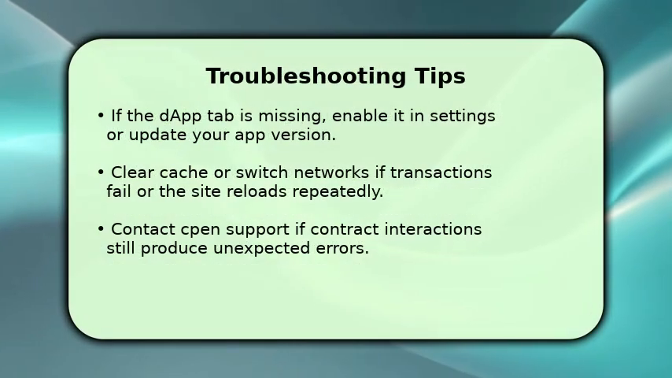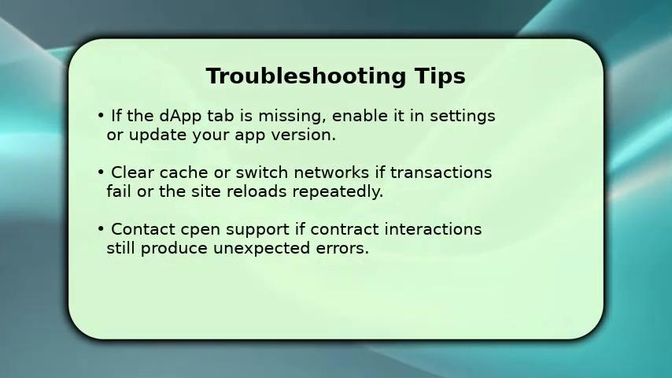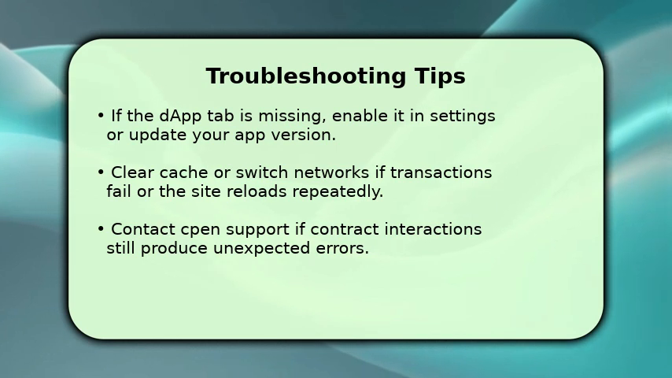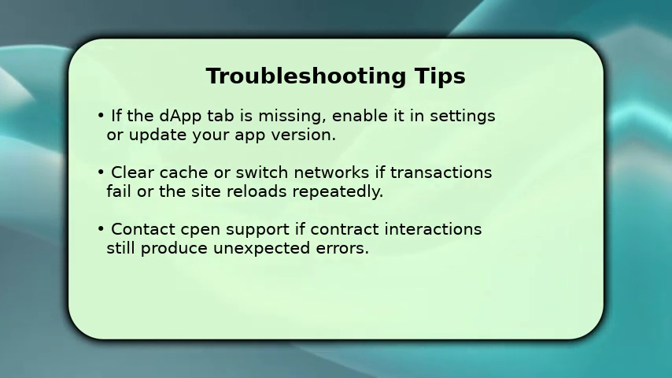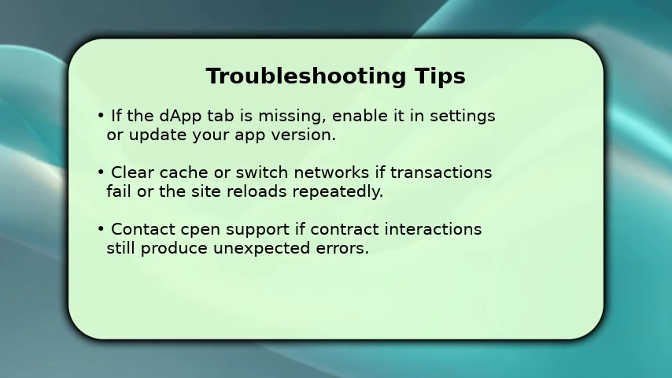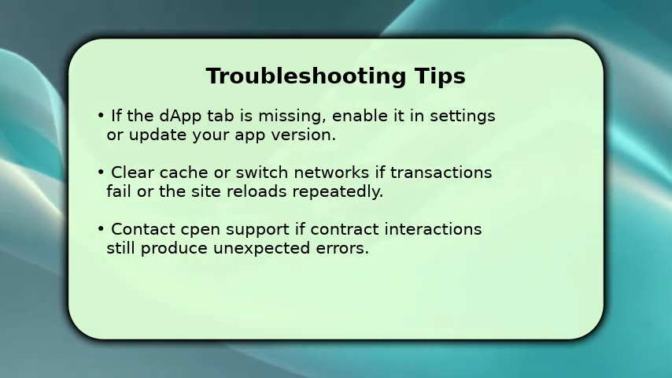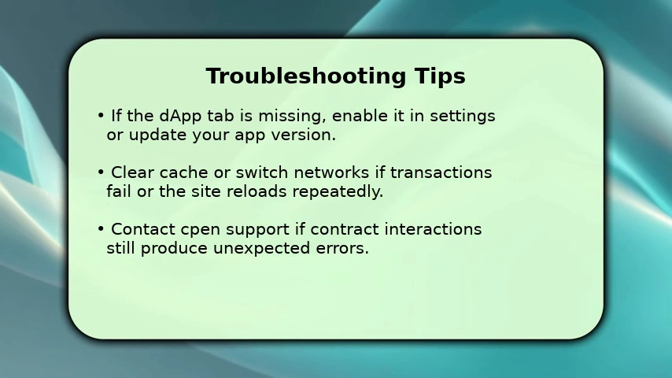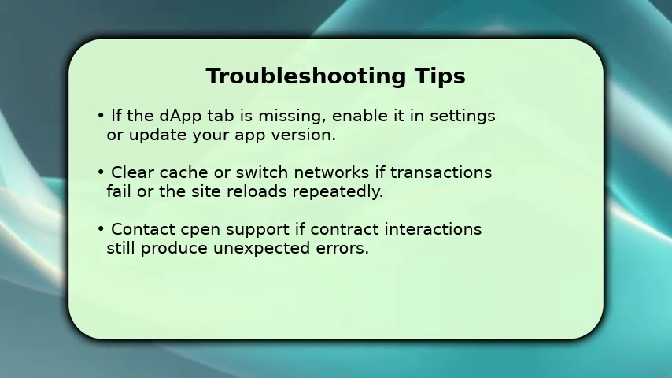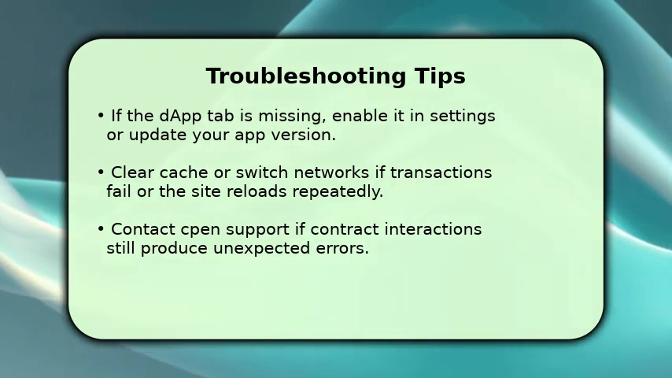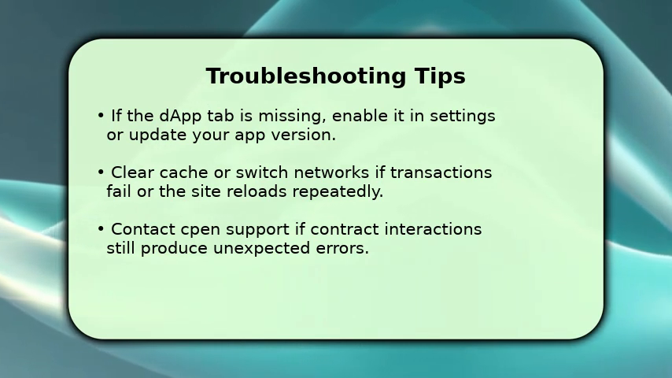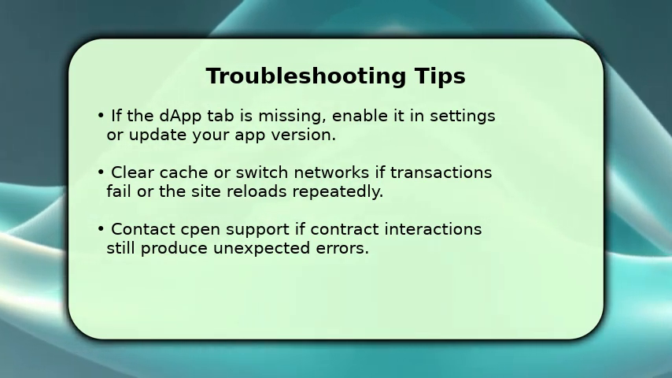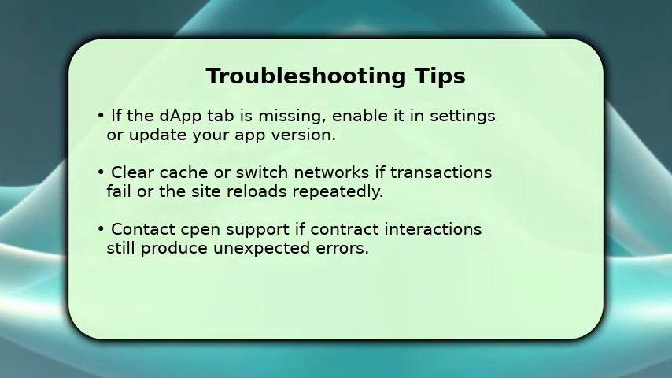If something goes wrong, stay calm and try a few quick fixes that usually help. Make sure Trust Wallet is up to date and the D-App browser is enabled in settings. Switch between networks, like testnet and mainnet if applicable, and retry after clearing cache. Double-check the contract address and gas limits, and reach out to Cpen support when errors persist. Keep notes of any error messages for faster help.